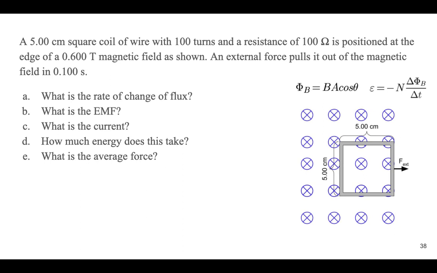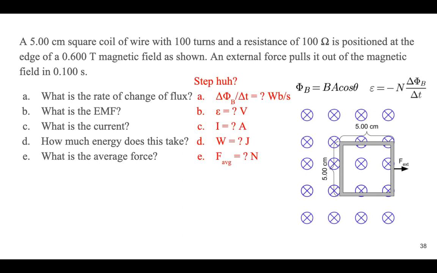So let's see. What are we looking for? Part A, what is the rate of change of flux? So remember, flux is phi sub b, and the rate of change of flux is going to be phi sub b over t, and we expect that to have units of Webers per second. So what is the EMF? The EMF, remember, this is just the voltage, but in this kind of context, we use this symbol. This is one way to write an epsilon. So epsilon is equal to question mark V.